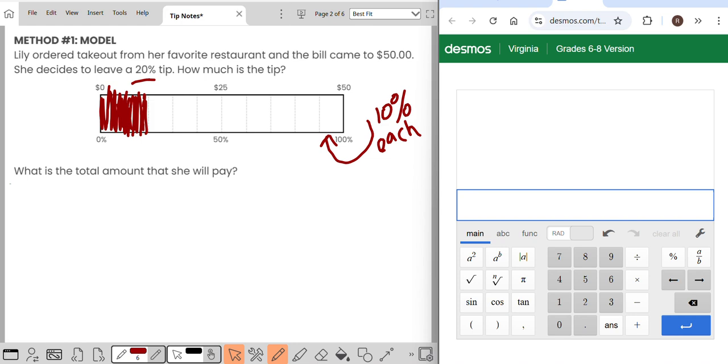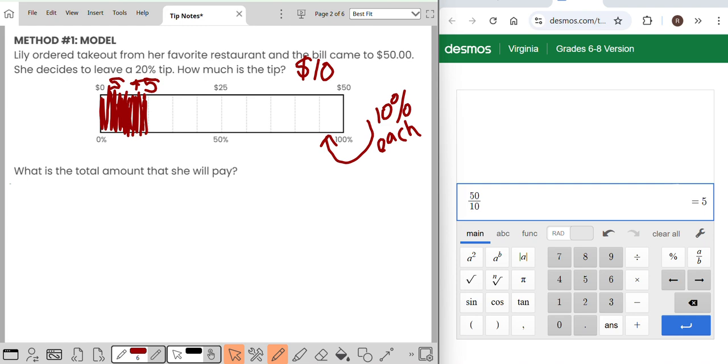Well, if 100% of the bill is $50, let's divide it by the 10 pieces. That means each piece is $5. The first piece is $5, and the second piece is $5. So when you add that together, your tip equals $10. Now that's great, except that when you pay for something, you first have to pay for what you got, that service. Then you add the tip. A tip will always make your total go up. So it says, what's the total amount that she will pay?